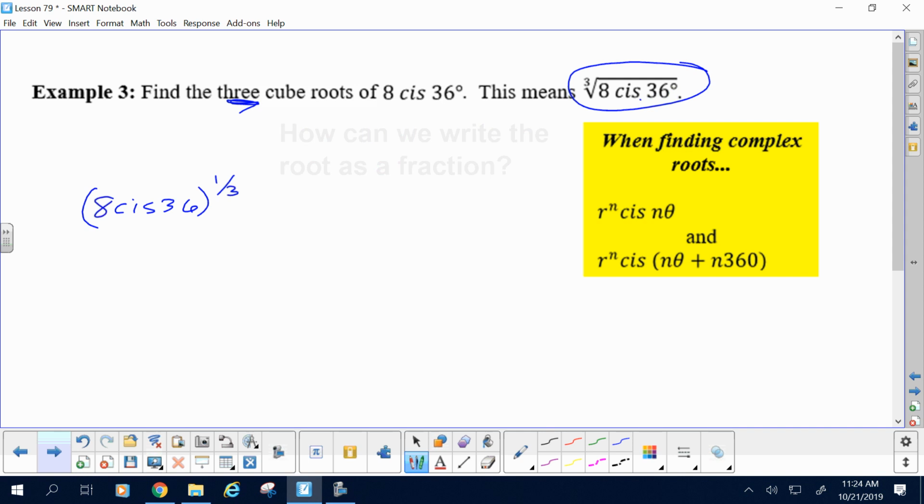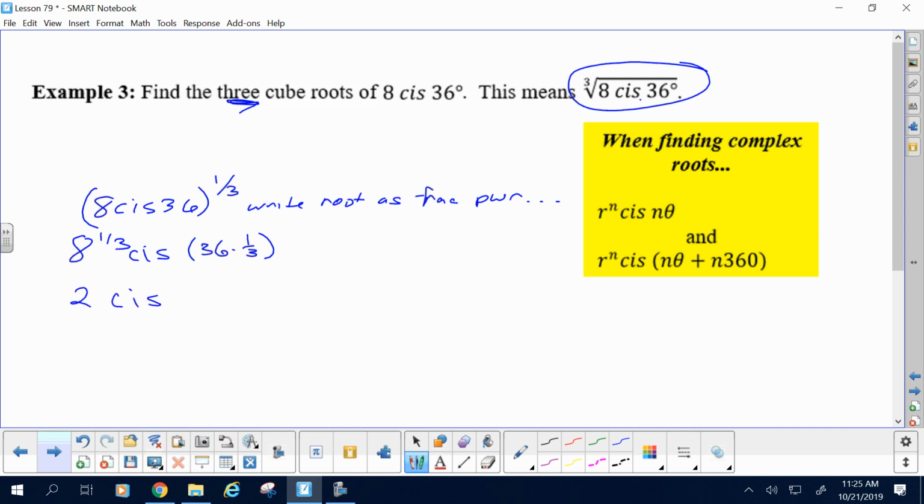1/3 as a power. All right? So first thing you should do is write the root as a power, as a fraction power. You dig? Okay, so now we do De Moivre's theorem. This is 8 to the 1/3, and the angle is times 1/3, right? Because that's the idea of the day. The first number you actually take to the exponent, the second number you multiply by the exponent. Are we cool? So what is 8 to the 1/3? 2. And what is 36 divided by 3?